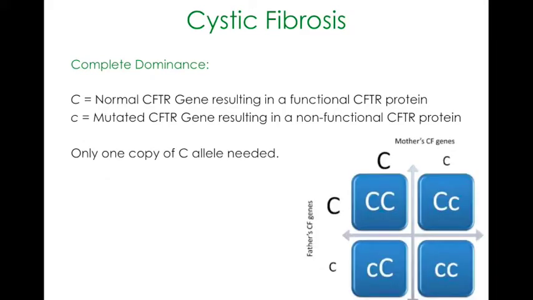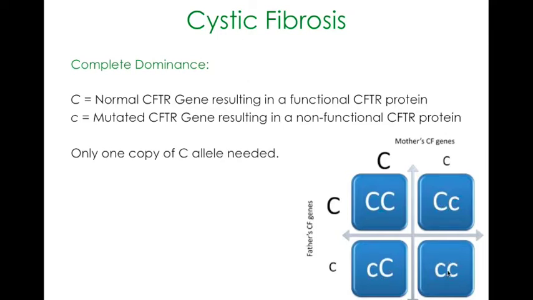Here is our lovely Punnett square. You can imagine, if you look at the genes for mom and the genes for dad, let's say in this case mom has a capital C, resulting in a normal CFTR, and dad has a lowercase c. Mom also has a lowercase c, and same with dad. What that means is they've got 4 different outcomes: capital C, capital C; capital C, lowercase c; capital C, lowercase c, which these two are exactly the same, the order doesn't matter; and then lowercase c, lowercase c.